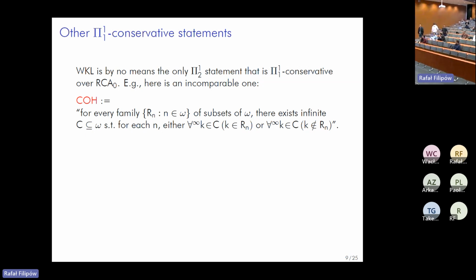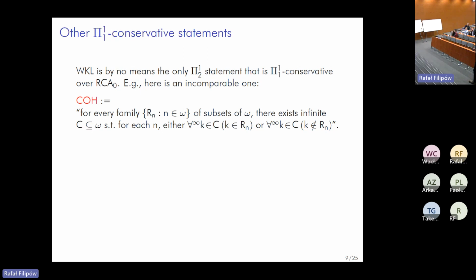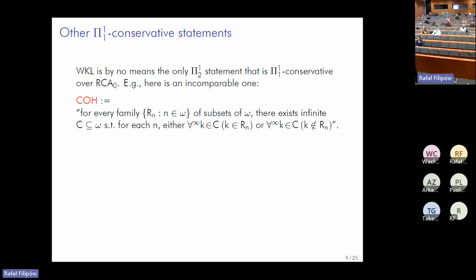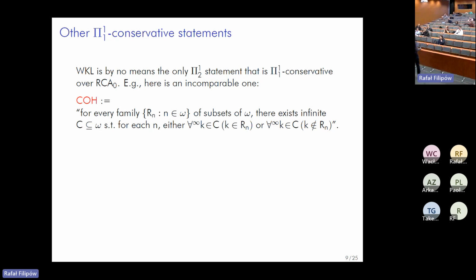This is called COH, or cohesive. It says that if you've got an infinite family of subsets of omega, then there is going to be some particular infinite set which is either almost contained in Rn or almost contained in the complement of Rn, for each of these sets Rn. So you can think of it as a sort of ultrafilter on the family of Rns. It tells you which of the Rns are big and which are small. So that's another principle that's incomparable with König's lemma.